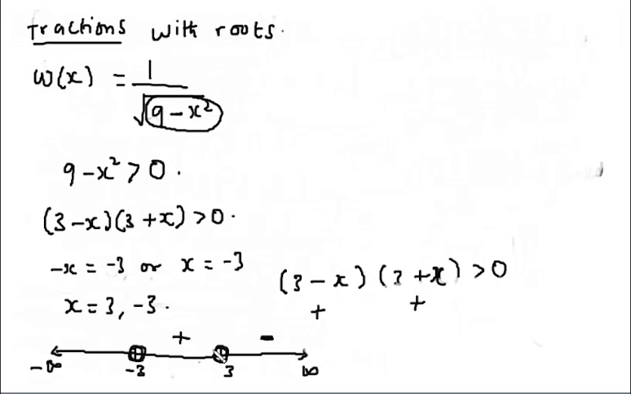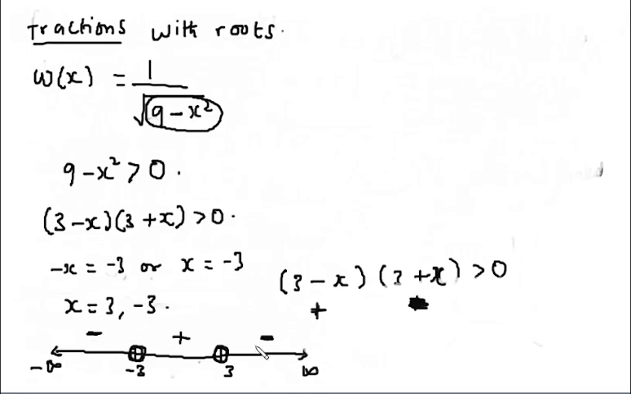Okay. And then for the next interval, between negative 3 and negative infinity, let's say we pick negative 4. So 3 minus 4 is a negative number, and then 3 plus minus 4 is a negative number. Okay. So a positive number times a negative number will give you a negative number. So any point from here to here will give you a negative number.